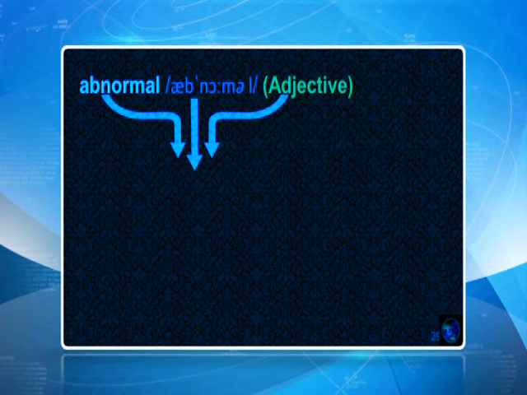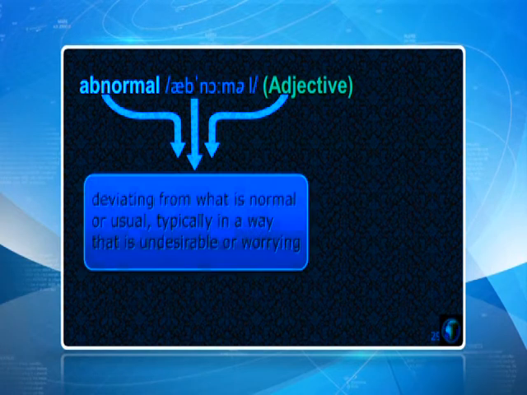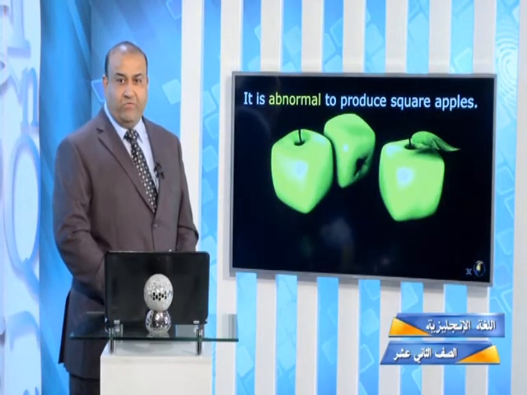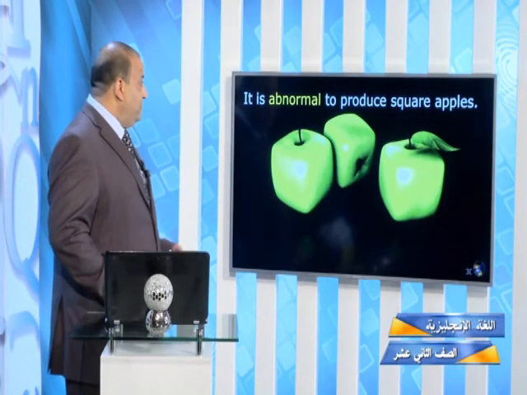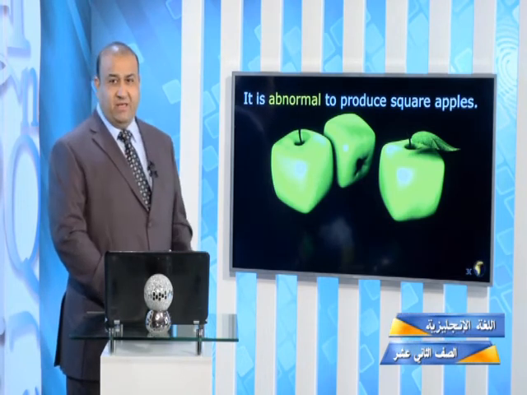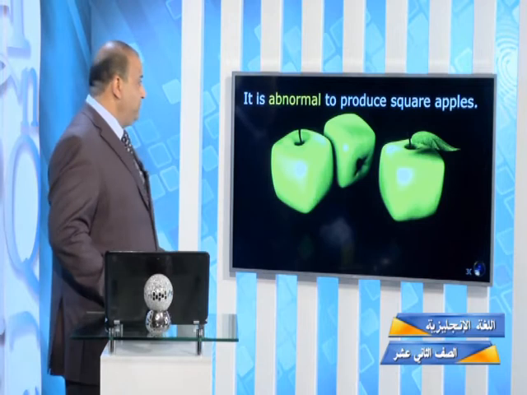The following word is an adjective. It is abnormal. So abnormal is deviating from what is normal or usual, typically in a way that is undesirable or worrying. For example, it's abnormal to produce square apples. Now we are familiar with round apples. Now if we find square apples, we get astonished. Why? Because it's something unusual, something abnormal.